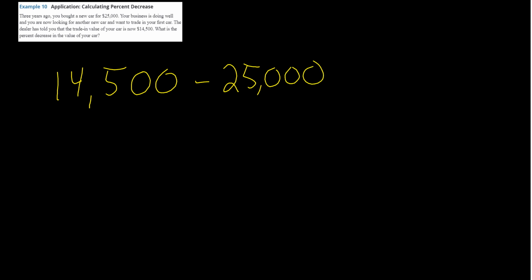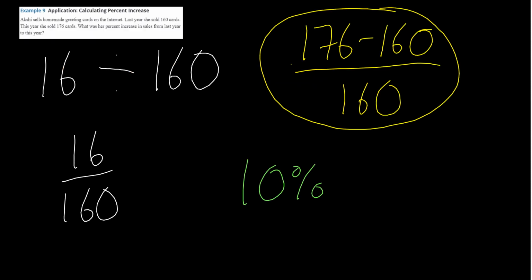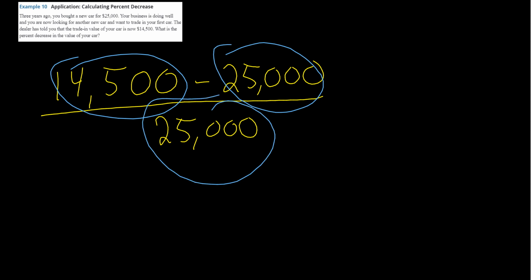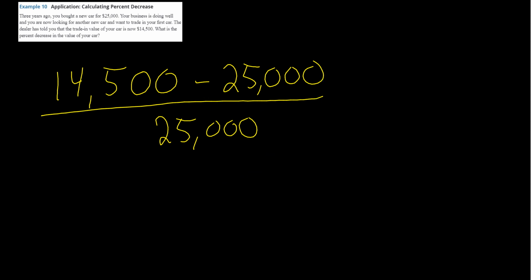We set it up exactly the same. We're going to say 14,500 is the new value, minus the old value of 25,000, and then divided by the original of 25,000. Same procedure here: the new value minus the old value divided by the old value. So let's do this all in one fell swoop.